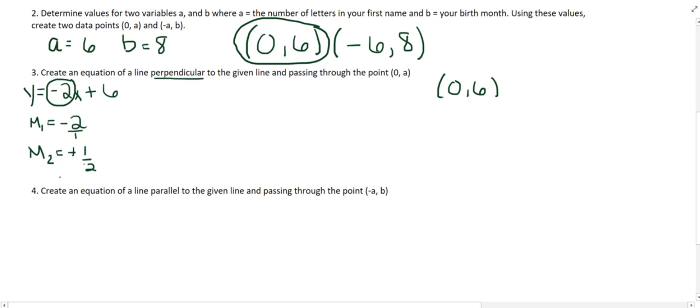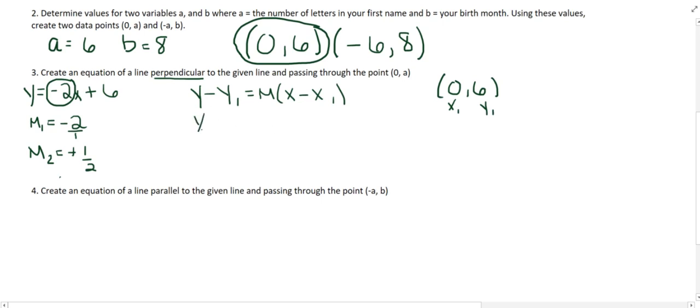So now I have a slope of a line perpendicular, 1/2, and I have a point. So I'm going to use point slope form of a line, which is this formula here. y minus y1 equals m times x minus x1. My m is positive 1/2. This 0, 6 is my x1 and my y1. I'm going to plug all of these in, and then I'm going to find the equation of my line.